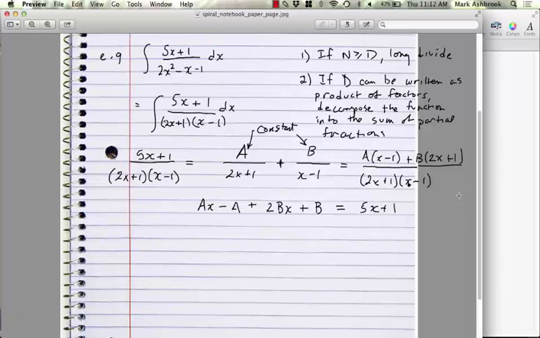So we're going to gather our like terms together. We know that the coefficient of x has to be 5 and the constant has to be 1. So what would our coefficient of x be on this side? A plus 2b. And what's our constant term on the left? Negative a plus b, or b minus a. Take your pick.